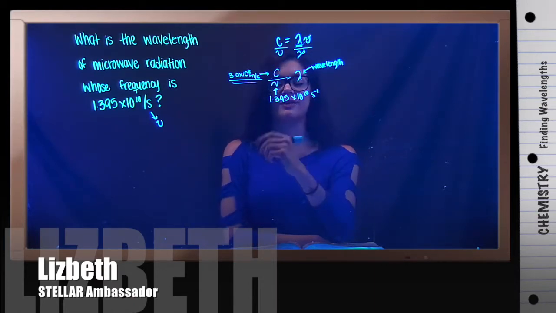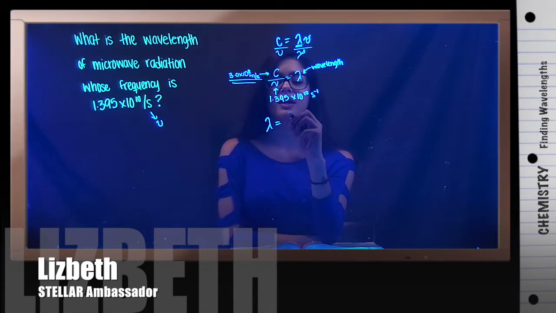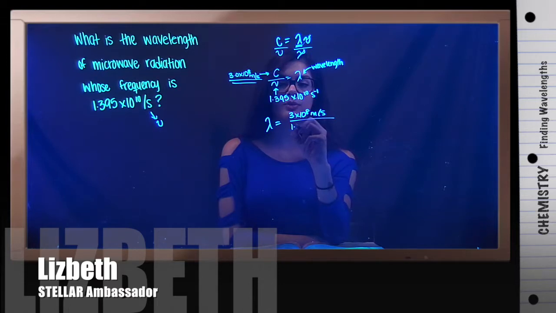So now let's go ahead and rewrite this so that we can see exactly what we're dealing with. So we know that wavelength is going to be equal to the speed of light, 3 times 10 to the 8th meters per second, over frequency, which is 1.395 times 10 to the 10th inverse seconds. So as you can see, the seconds will cancel. I'm going to be left with just meters.